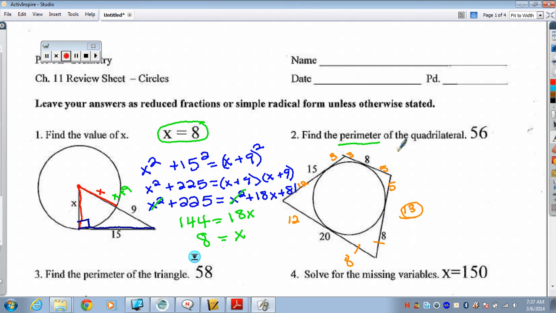So, finding the perimeter. This whole side's 8. This side is 15. This side is 20, and this side is 13. Perimeter is 56.